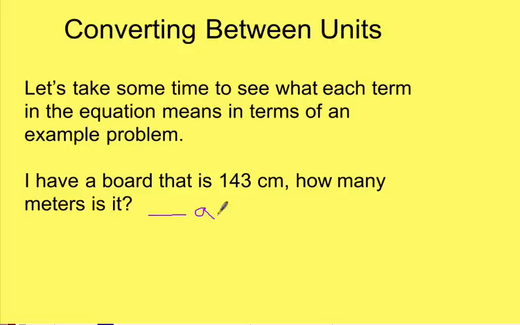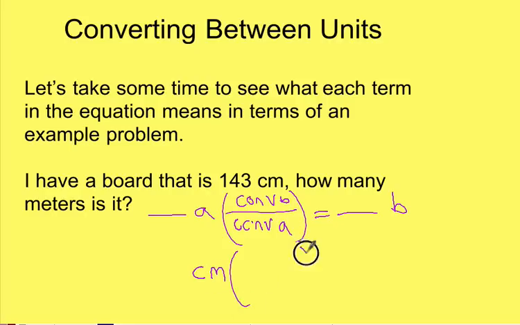Okay? So, for example, if I look at this and I say, well, I have a board that is 143 centimeters. How many meters is it? So remember I had that blank A times the conversion of B over the conversion of A equals blank B. So my A is what I'm starting with, so that's centimeters. My B is what I'm ending with, so that's meters. So I'm starting with 143 centimeters, okay? And then what I have is I'm looking at, well, okay, I want centimeters to go away, so I put it on the bottom. I want meters to come in, so I put it on the top.